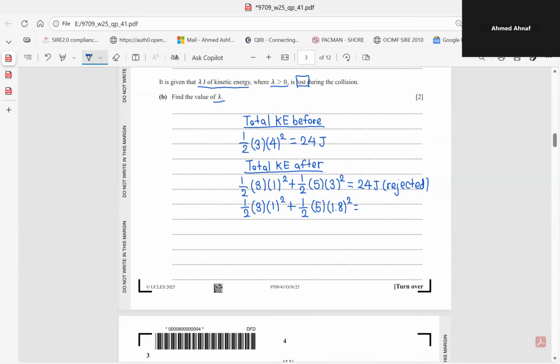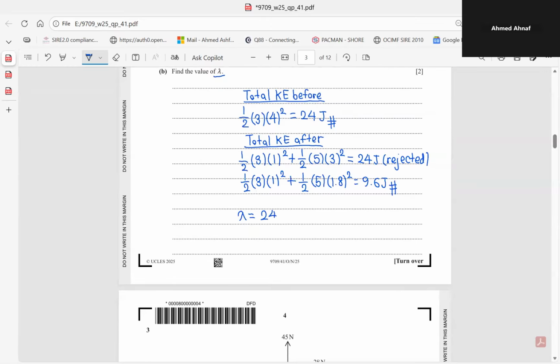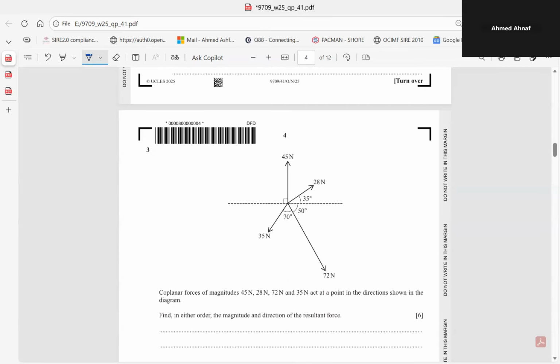Okay, so now we got 9.6 joules. So yeah, these are our two answers that we can use to get lambda. So just take the difference between the two KEs before and after, and you would get 14.4 as your final answer. So this is the amount of KE that was lost. And with that, let's move on to the next question.